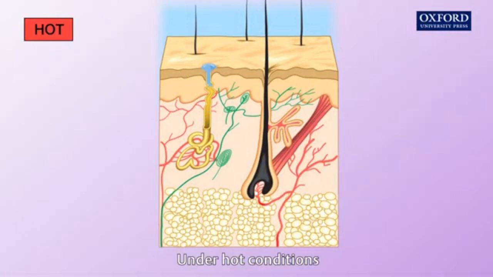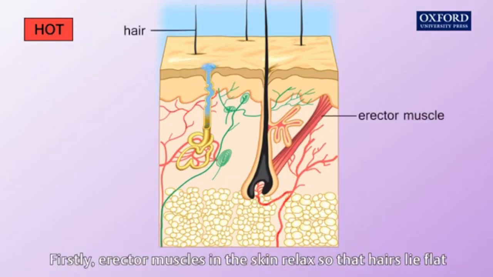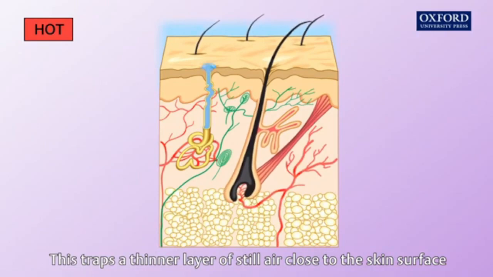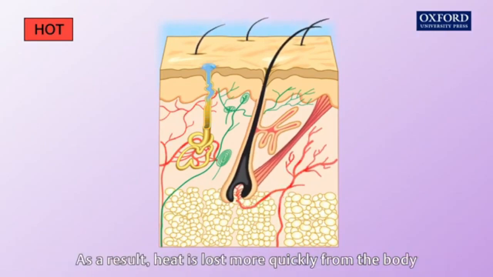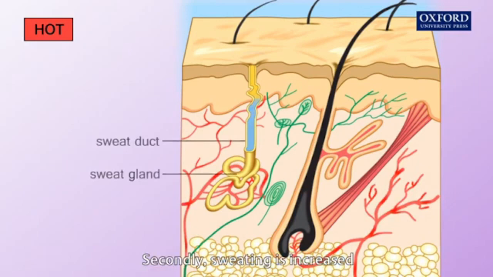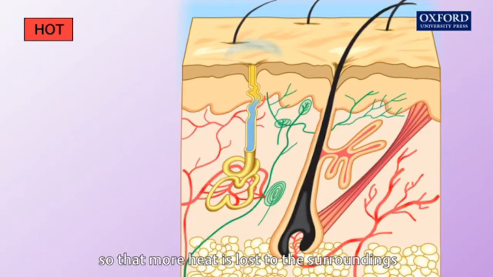Under hot conditions, the skin makes responses to promote heat loss from the body. Firstly, erector muscles in the skin relax so that hairs lie flat. This traps a thin layer of still air close to the skin surface. As a result, heat is lost more quickly from the body to the surroundings. Secondly, sweating is increased. The evaporation of more sweat from the skin absorbs more heat from the body's surface so that more heat is lost to the surroundings.